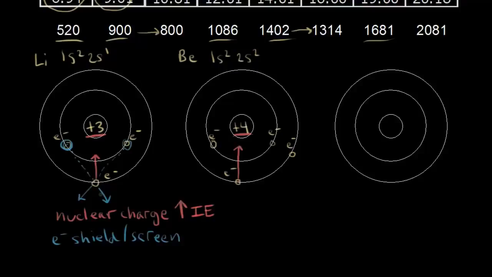And if we look at beryllium, once again, these inner shell electrons are going to do the exact same thing. They are going to shield this outer electron from the effects of the nucleus.